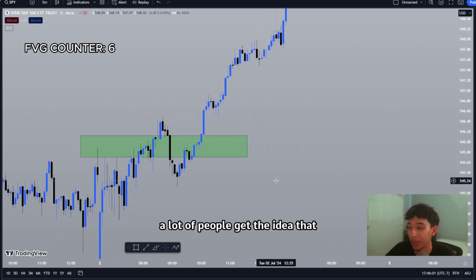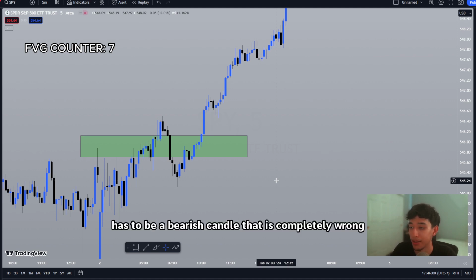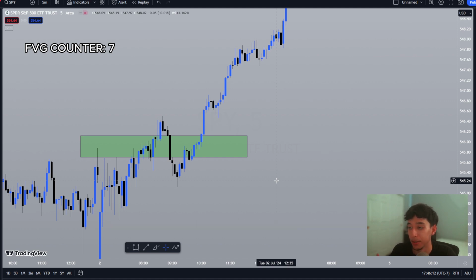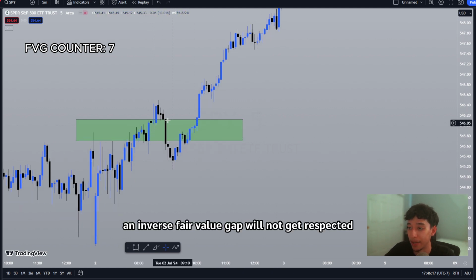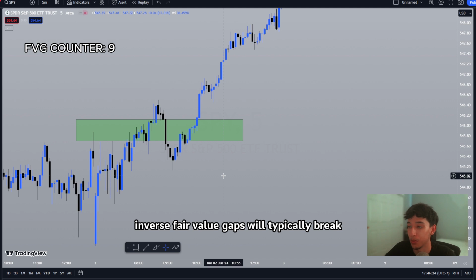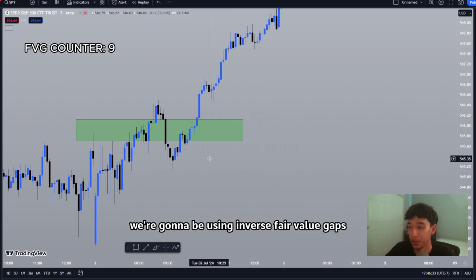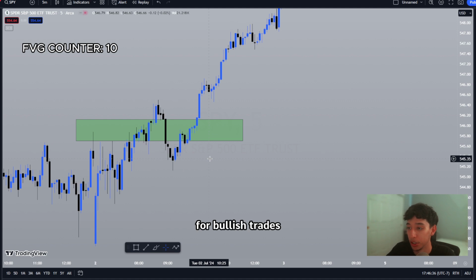A lot of people get the idea that if a green candle is a bullish gap and we're going to long it, an inverse fair value gap has to be a bearish candle. That is completely wrong. More cases than not, an inverse fair value gap will not get respected on shorts. Inverse fair value gaps will typically break and continue pushing for the upside. In this video, we're going to be using inverse fair value gaps for bullish trades.